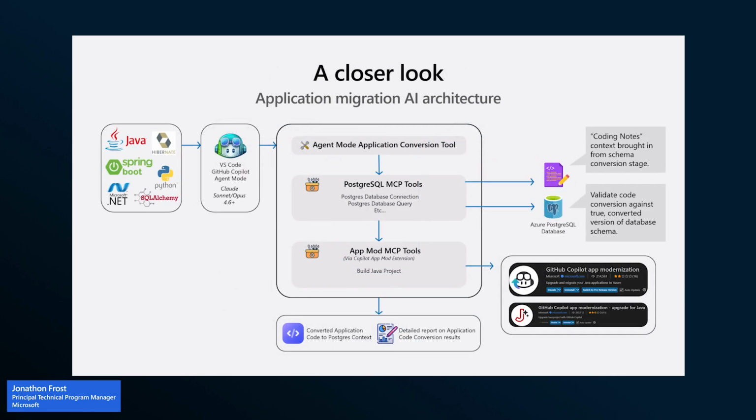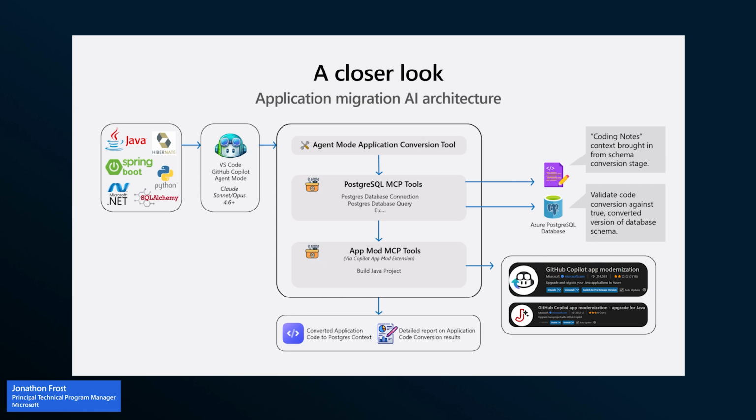Let's go one level deeper into what the agent is actually doing. At the center is the GitHub Copilot Agent Mode. It's orchestrating a set of specialized tools, what we call MCP tools, designed for Postgres and application conversion. These tools allow the agent to query the database, inspect schema objects, and validate function signatures. Another key input here is the coding notes from schema conversion. These capture things like data type mappings, renamed objects, and changes in the function signatures. So instead of reviewing the codebase in isolation, the agent has the full understanding of how the database changed and applies that across the application codebase.